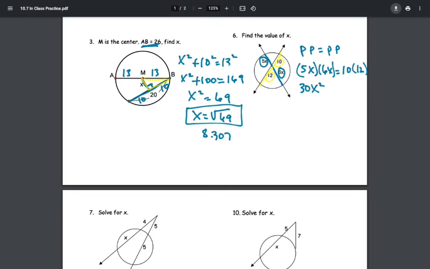Don't forget, when you multiply x times x, you get an x squared. And then 10 times 12 is 120. Divide by 30, and we get x squared equals 4. So take the square root of that, and I'm going to get x equals 2. And that's my answer. All right, let's move up.